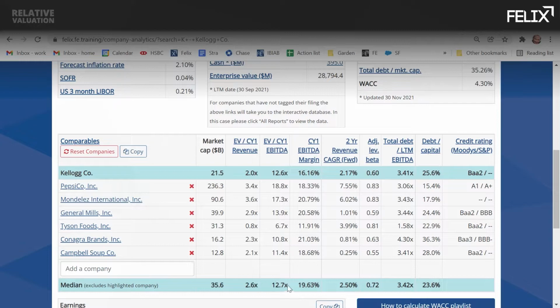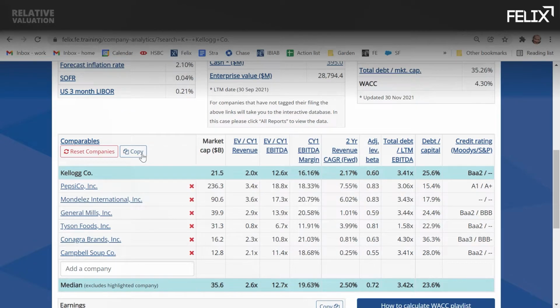So if we look at this grid, you can see that Kellogg is trading at about 12.6 times, that's a little below the median. The median only includes the comparable companies. It doesn't include Kellogg. And the growth rate is slightly below the median. So that probably stacks up. And the margin is actually below the median as well. So I would expect Kellogg to trade on a slight discount to the median because it's got lower growth rates and it's got lower margins.